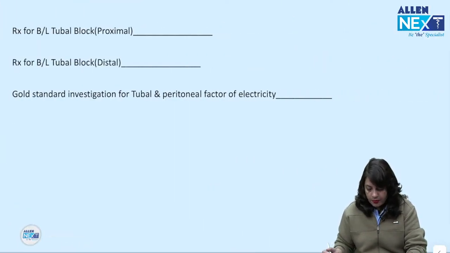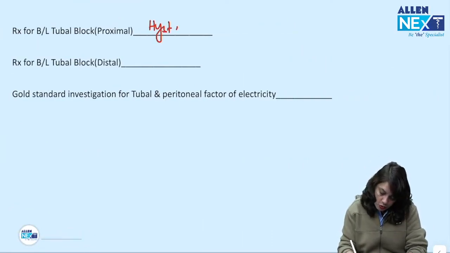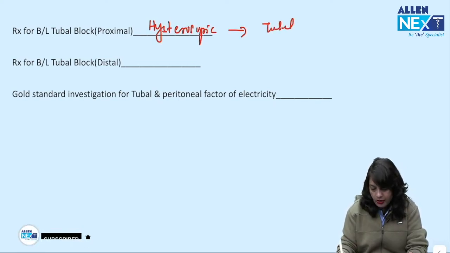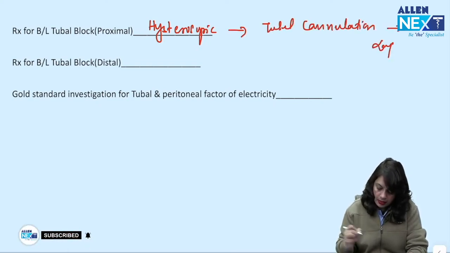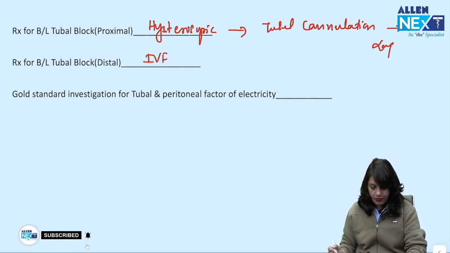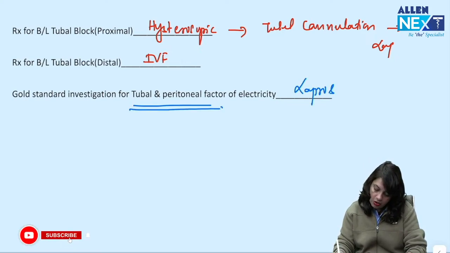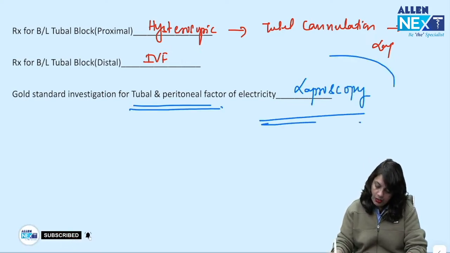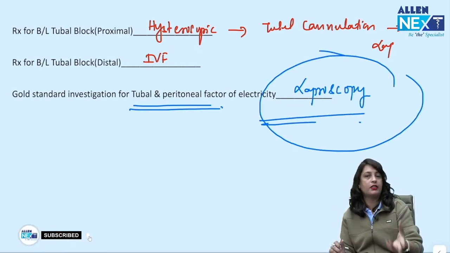Next, treatment of bilateral proximal tubal block is hysteroscopic guided tubal cannulation followed by laparoscopy. For the distal tubal block, the best management is IVF. What is the gold standard investigation for tubal and peritoneal factor of infertility? It is always laparoscopy. Laparoscopy has an advantage. If you can see the polycystic ovaries, there may be more than one factor of infertility.